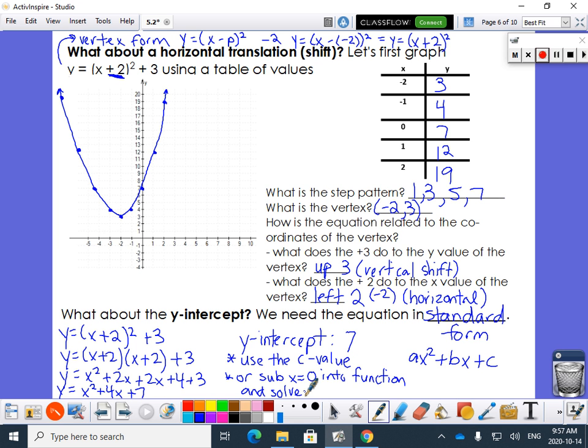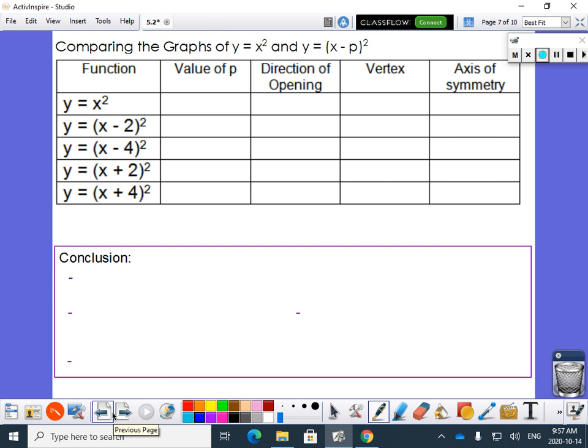We only have 20 minutes anyway, so we'll have to stop then. Okay, another table here. Now we're going to compare y equals x squared to vertex form, y equals x minus p squared. So let's do another table. Value of p. Remember, this is where p is. So for this one, what's the value of p? 0, right? We don't have that. It looks like this, so p doesn't exist. It's 0. What's the value of p here?